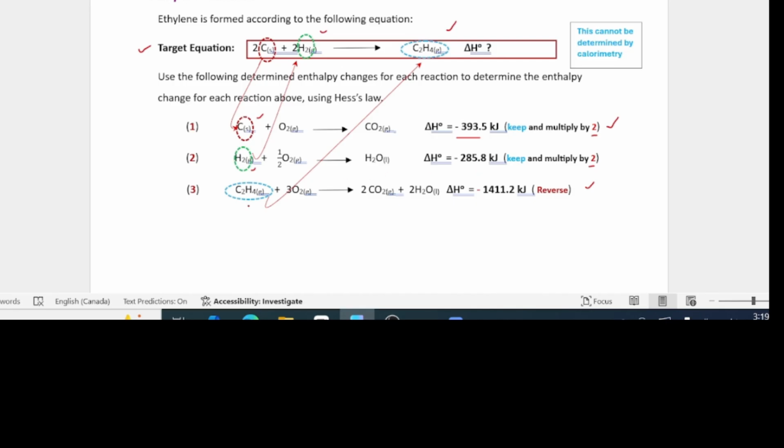But this equation here has ethene or ethylene on the left hand side, whereas in the target equation it is on the right hand side. So this is what we do. This equation must be reversed such that this will now appear on the right hand side. Another thing to note is this. When you are reversing an equation, whatever sign is in front of the energy term must also be reversed. So this guy that's having a negative sign there will then become, so let's see what we did here.